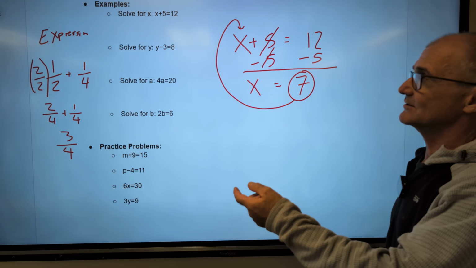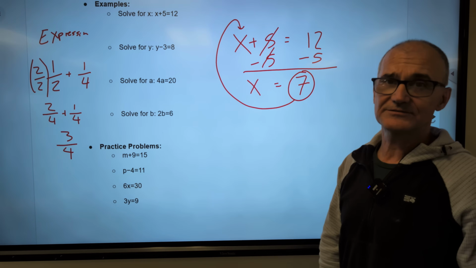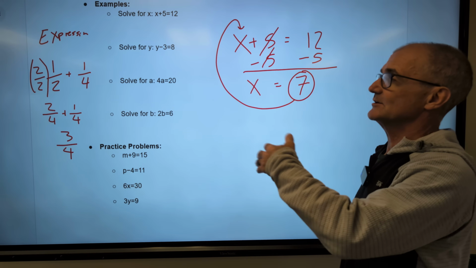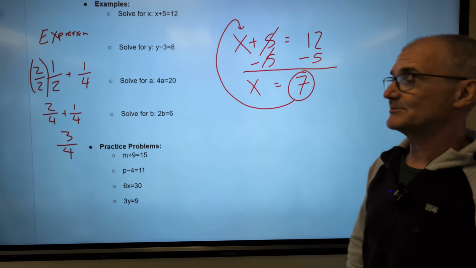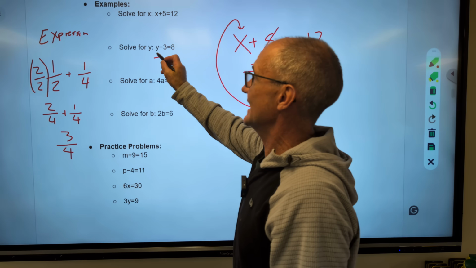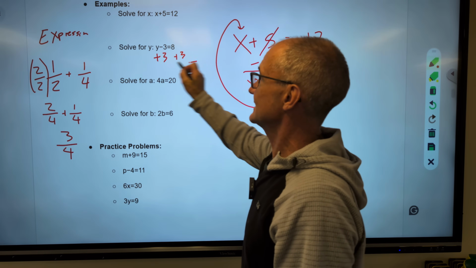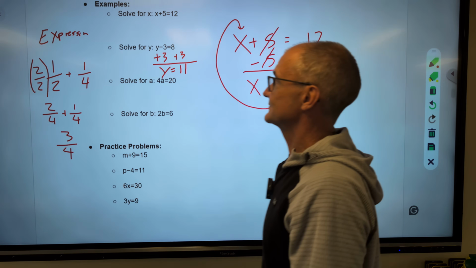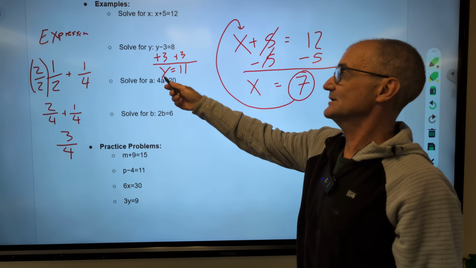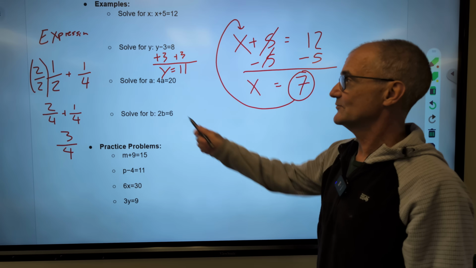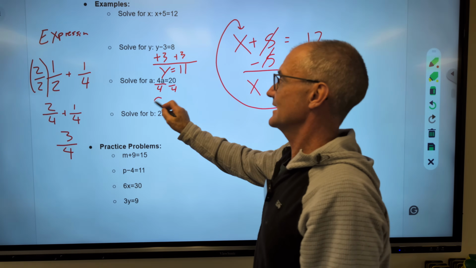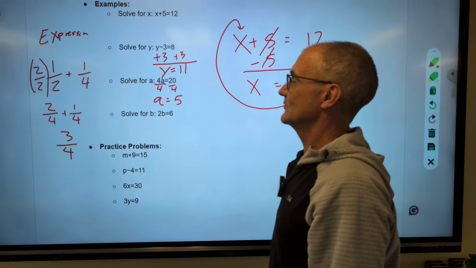So the point of these problems is to get that variable by itself. Pause the video, try to do some of these. The way you're going to do these is get the variable by itself by doing the opposite operation. Okay, so y minus 3 equals 8. I'm going to add 3 to the left, add 3 to the right, giving me y equals 11. It is a reverse operation. I want to get rid of that negative 3, so I add 3. That gives me y by itself. 4a equals 20. I am multiplying by 4, so I divide by 4. A is equal to 20 divided by 4, or 5.